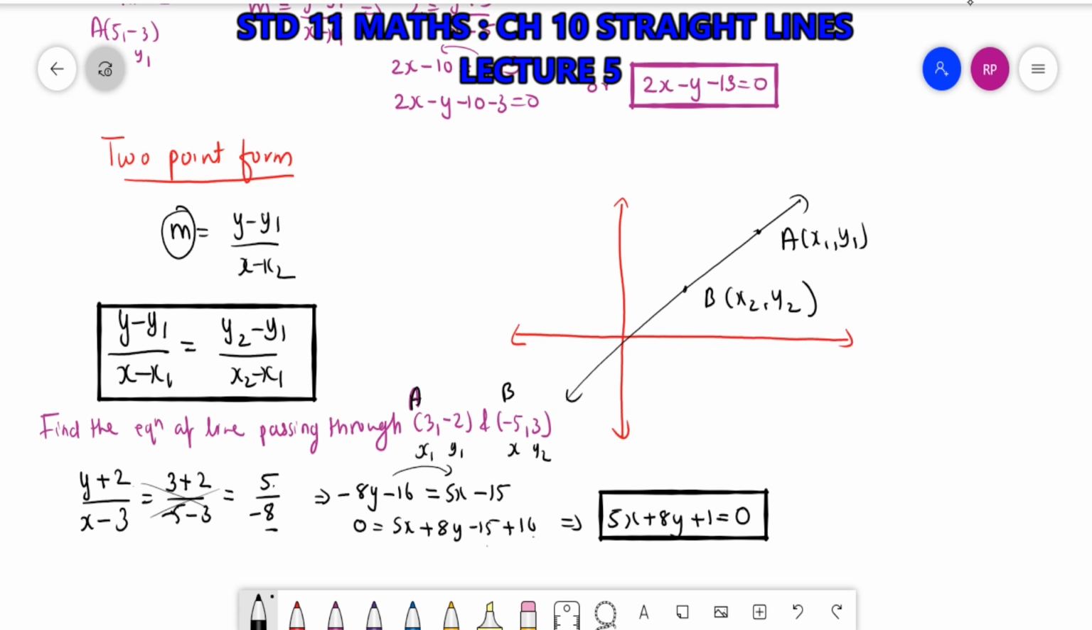Clear? So, in this way, you will use the two-point form: (y minus y1) upon (x minus x1) equal to (y2 minus y1) upon (x2 minus x1). Using this way, you have to find out the equation of the line. Clear? So, this was about two-point form. Just note it down.